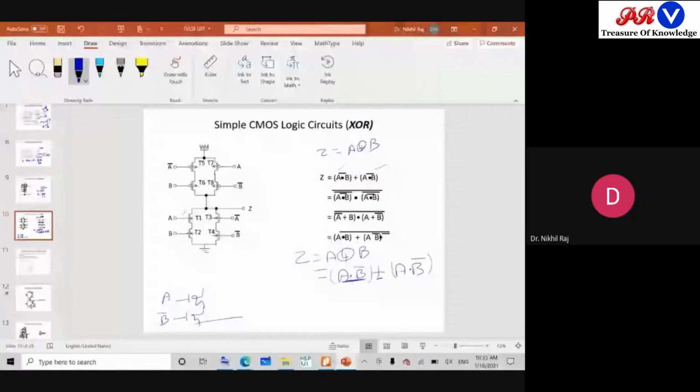Fine. Then it is plus. Plus means a parallel connection will be there. It is A dot B bar. Sorry, I have written both the same. It is A bar dot B. So it is A bar and this is B, and connect to ground. So this is your F complement side.